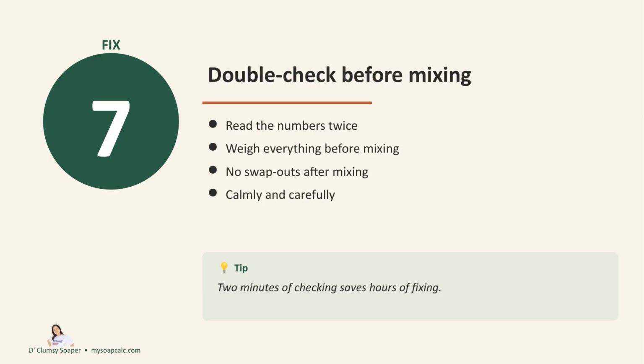Before we ever touch a scale or open a bottle of lye, there is one habit that separates confident soapers from stressed ones, and that is the double check. Read every number twice. Not because you made a mistake, but because it takes 2 seconds and it matters. Weigh everything out and have it sitting in front of you before anything gets mixed. Once lye hits water, there is no going back. No swapping oils, no adjusting on the fly. 2 minutes of calm, careful checking before you begin saves you hours of troubleshooting, wasted materials, and honestly, a lot of frustration. Slow down before you speed up.